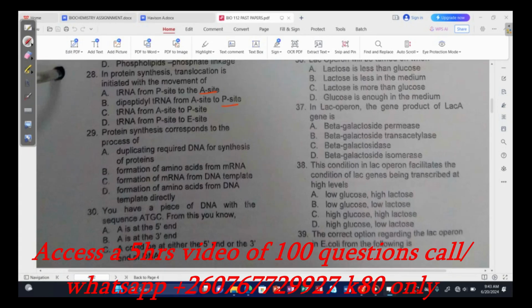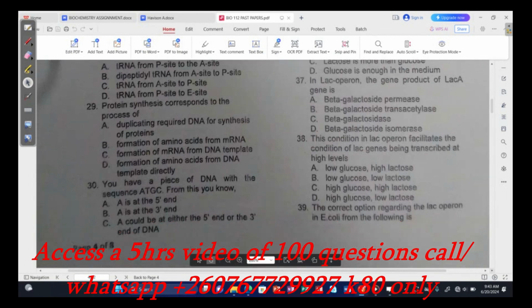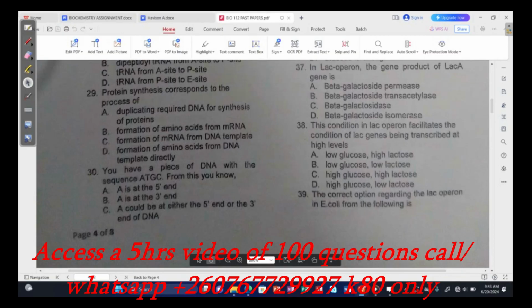Then D is saying the movement of tRNA from P site to E site. So this is a true statement. tRNA has to find itself in the E site so that it can now leave. E stands for exit. P is peptidyl, where the peptide chain is formed. Then A is aminoacyl.